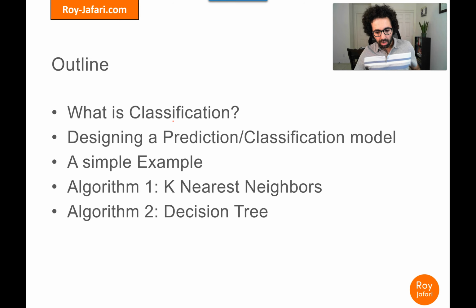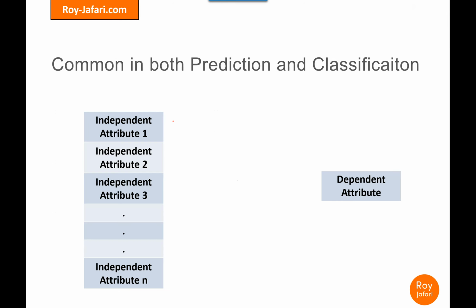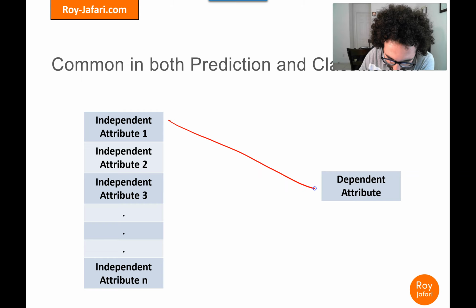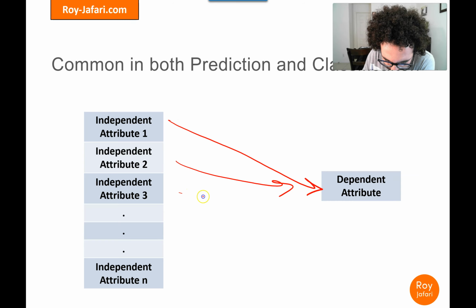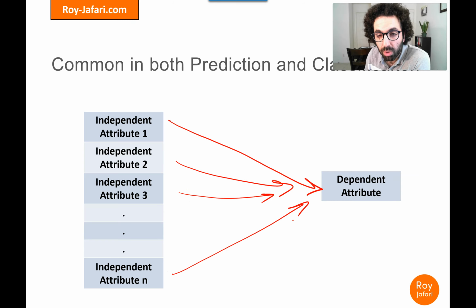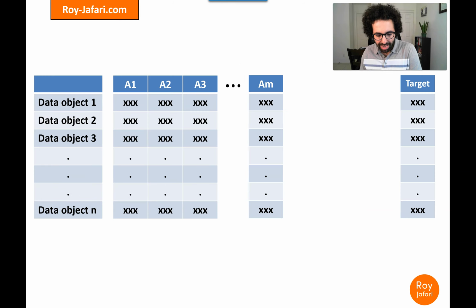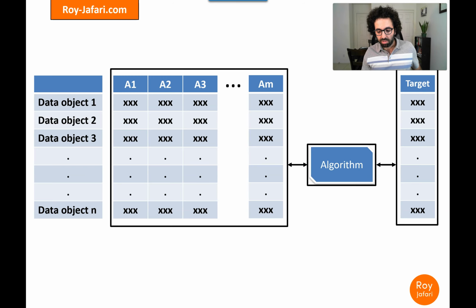Okay, so let's start with a recap. Do you remember what a prediction task was? A prediction task was when we had independent attributes and we were to find the connections between the independent attributes and the dependent attribute in such a way that we would be able to see the patterns and use those patterns to help us predict the future cases for the dependent attribute. We saw that when we have a prediction task, we use an algorithm to connect these predictors to the target.